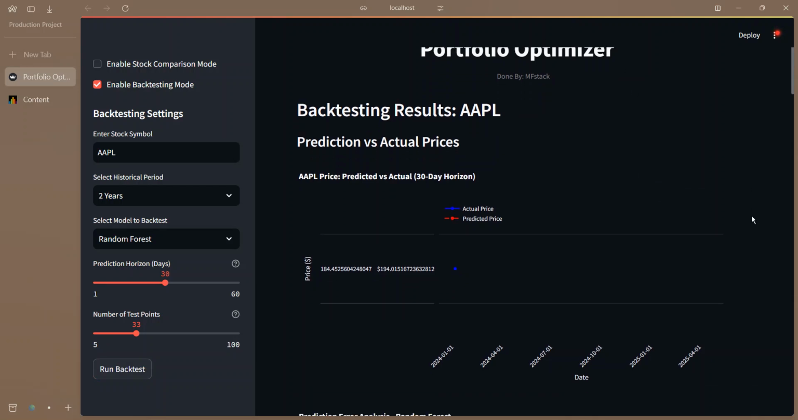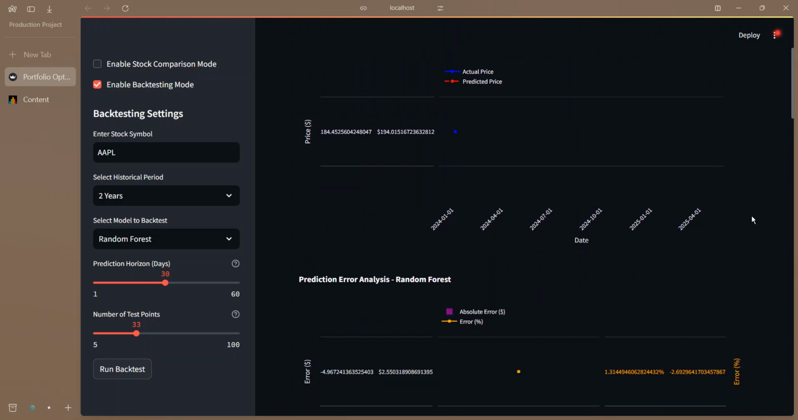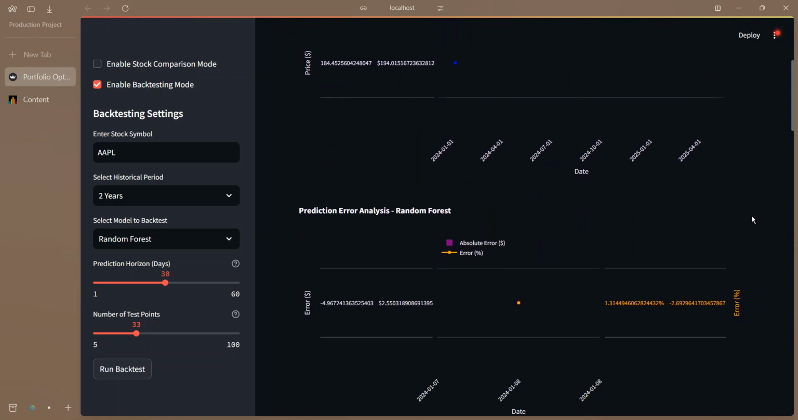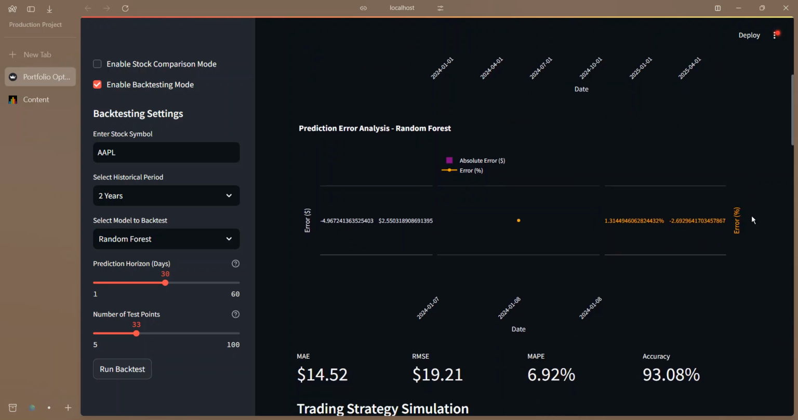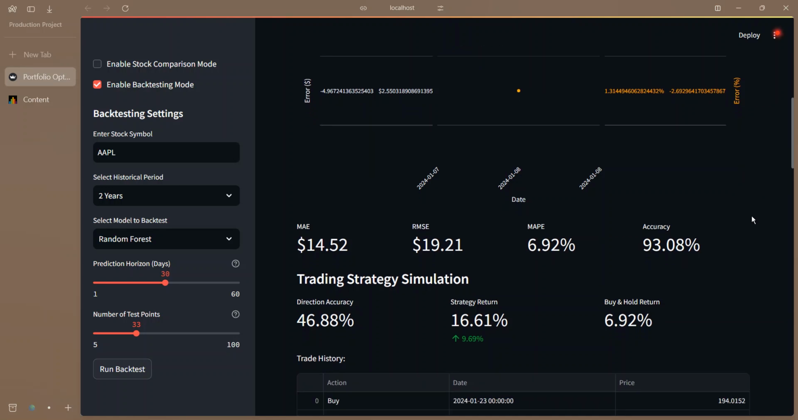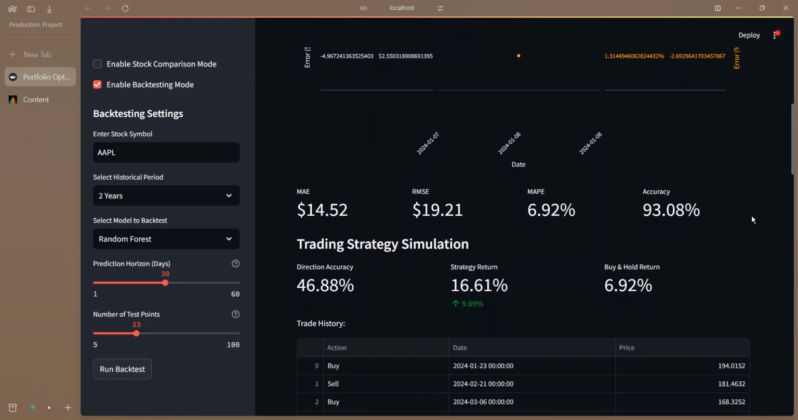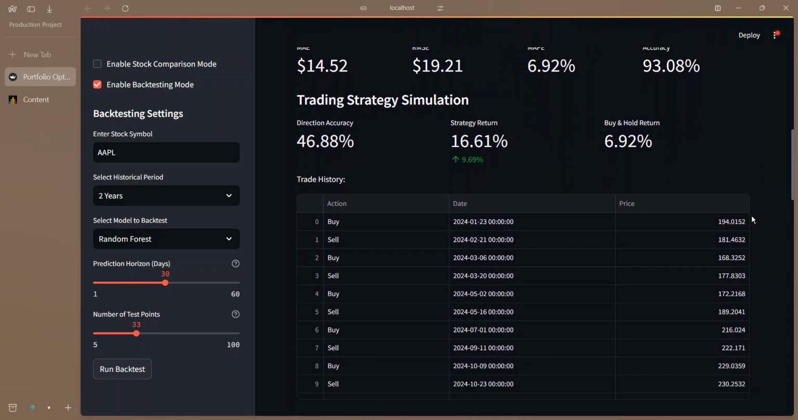So here it would give you the predicted price versus the actual price on the 1st of January 2024, which is last year. And then here it would give you the error, the error percentage. And here are other metrics, basically the root mean square, the accuracy. And here at the end, it's a small trading simulation.